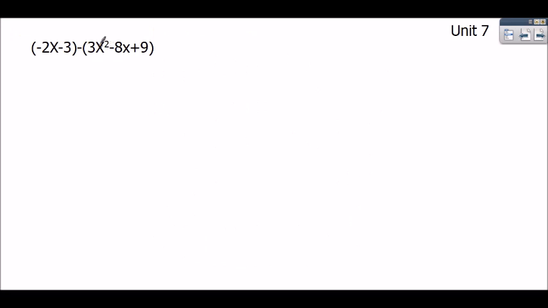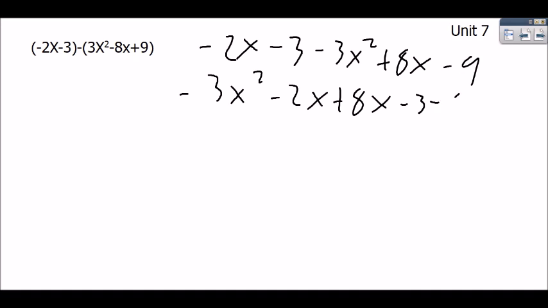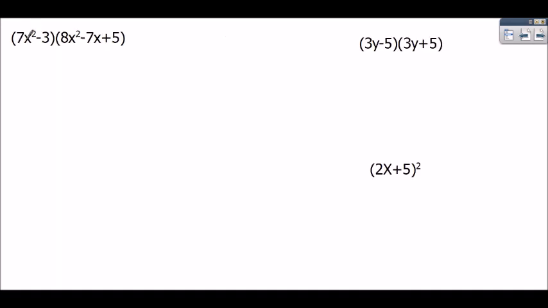This is our subtraction of polynomials. I'm going to distribute the negative to every term, rewrite in standard form, and then combine like terms. To double distribute, distribute to every term, write twice, then double distribute.